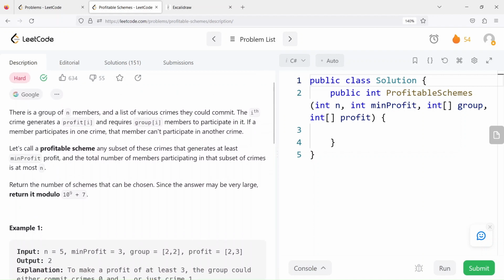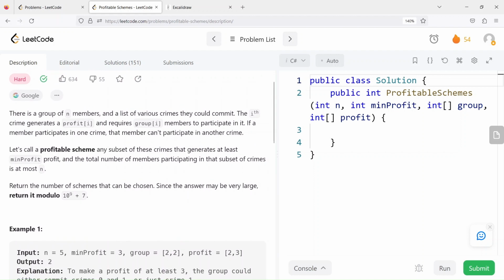So the problem states that we have a group of n members and they have to do various crimes. For every crime there is a profit, that is profit[i], and that requires that number of people. Overall, what we have to do is find the number of ways to make money that is more than the minimum profit.